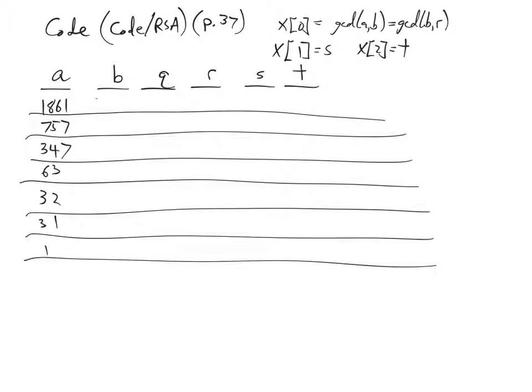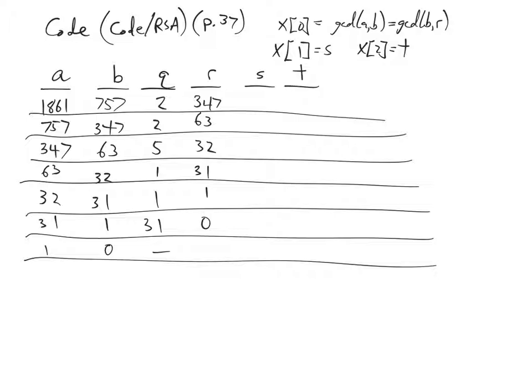And the B is 757, 347, 63, 32, 31, 1. And then the Q's are 2, 2, 5, 1, 131. And we don't bother with the Q there because that was the base case. And the R is 347, 63, 32, 31, 1, and 0.